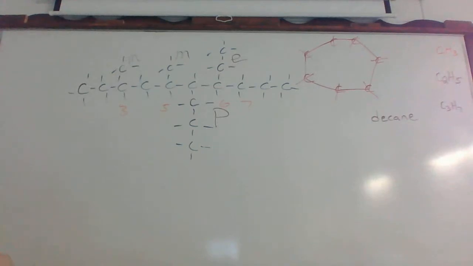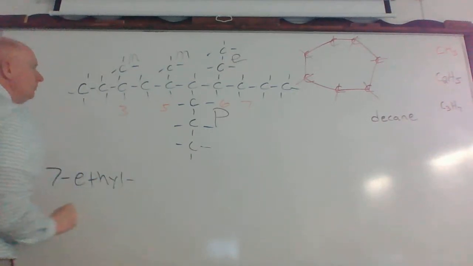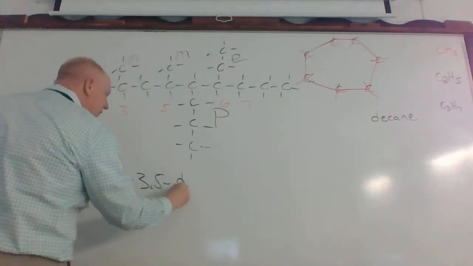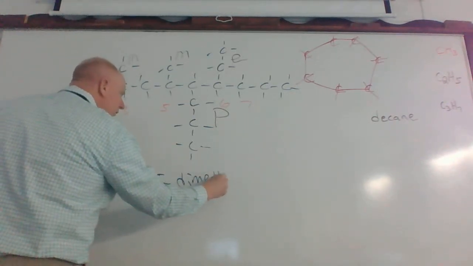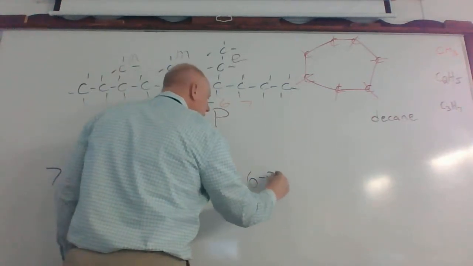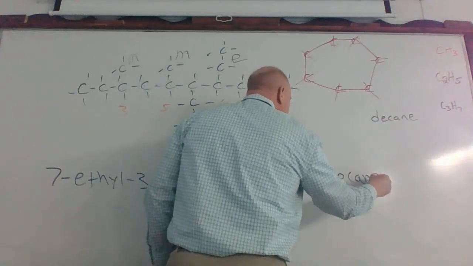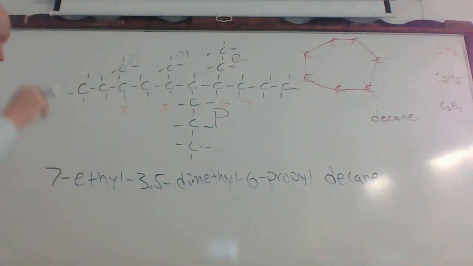So now your alphabetical order. Okay? So 7, we got decanonyl, so 7 dash ethyl, 3, 5 dash dimethyl. Like I said, it's always going to take more room than what you think. But I wrote that really big. Okay.